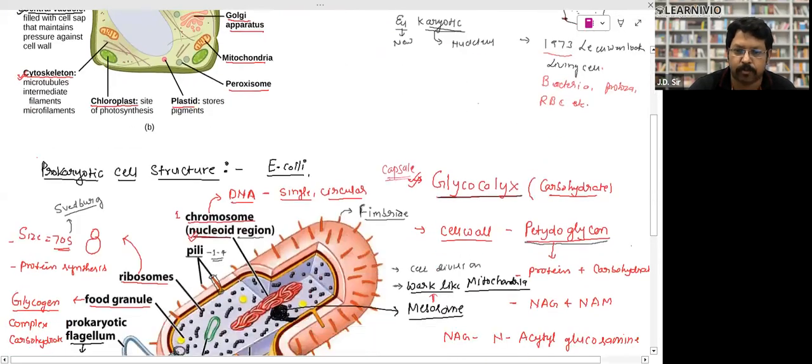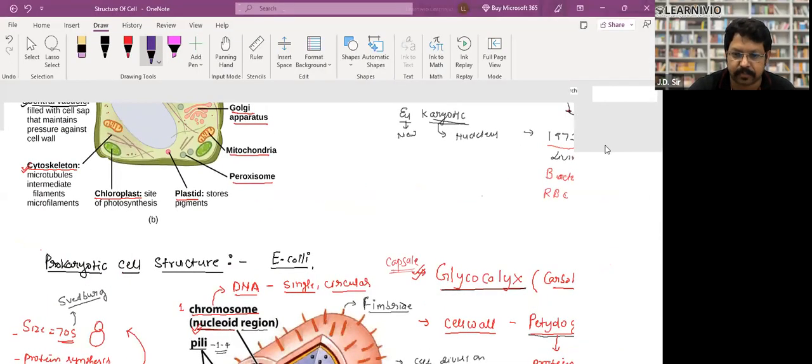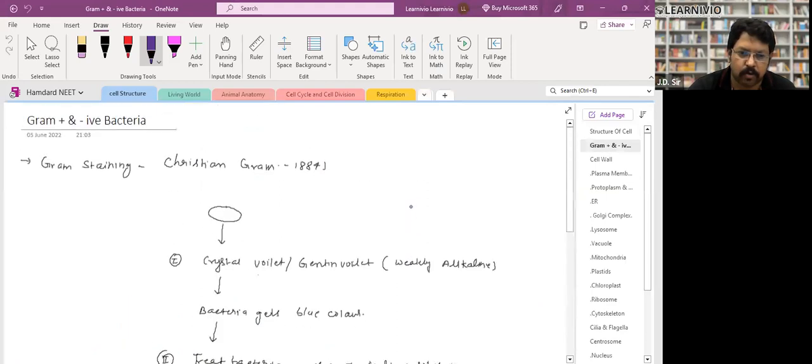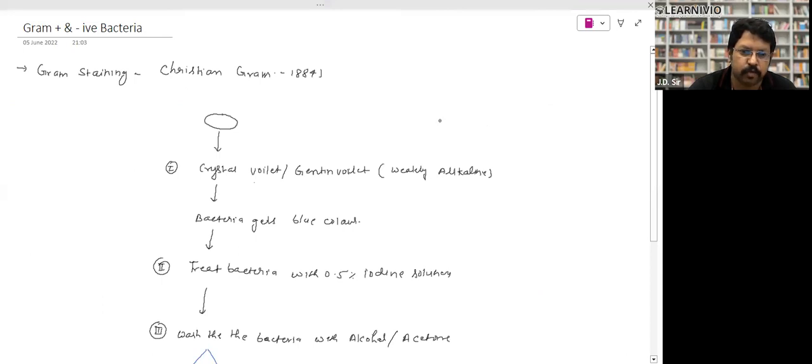So this was the structure of prokaryotic and eukaryotic cell. Now, gram positive and gram negative bacteria. What are gram positive and gram negative bacteria and gram stain? There are two kinds of bacteria, gram positive and gram negative. These bacteria were described by a scientist named Christian Gram in 1884. Christian Gram stained the bacteria, and that practice is called Gram staining.